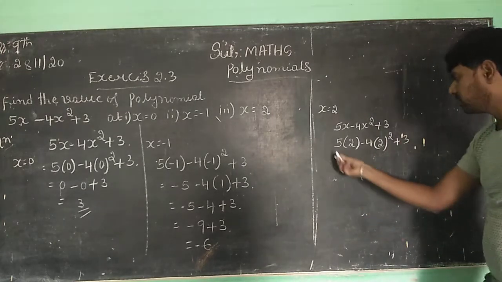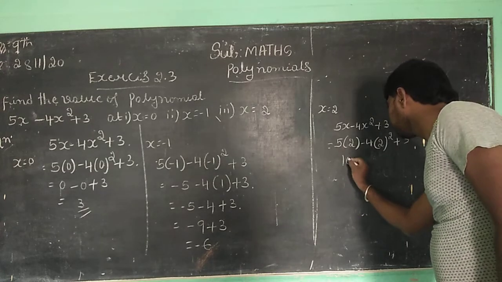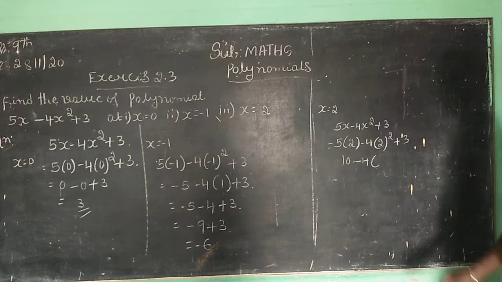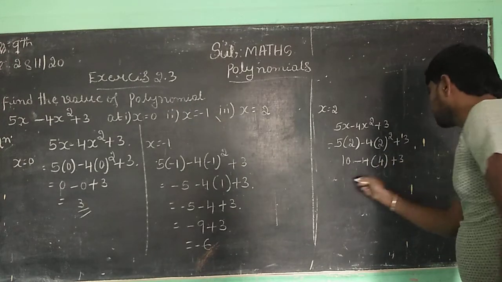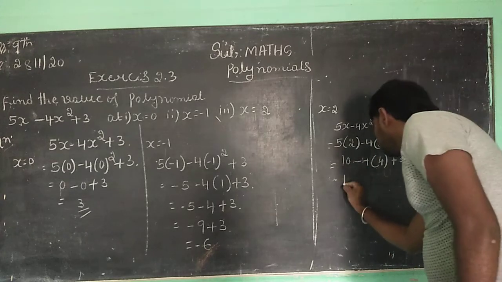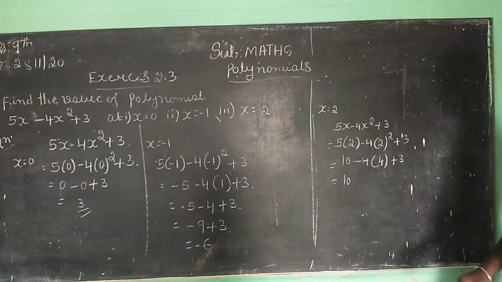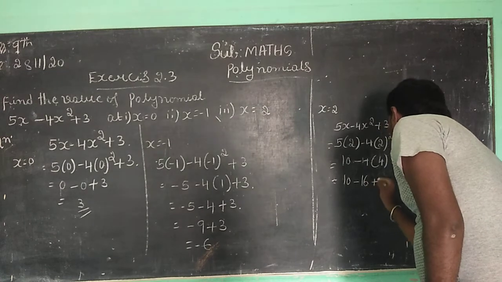See children, now you want to multiply. 5 2s are how much? 5 2s are 10. Minus 4 as it is. 2 square means 2 2s are 4. Right as it is plus 3. Correct children? Now you want to write 10 as it is, plus 10. Correct. Minus into plus is minus, 4 4s are 16. Minus 16 plus 3. Correct children?